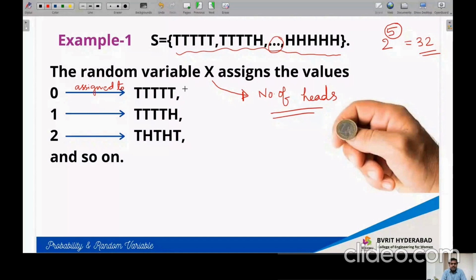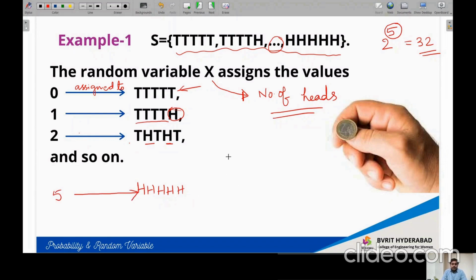So you can see that in this outcome, there are no heads. Therefore, the real number 0 is assigned to that outcome. Next, see this. Here we have 4 tails and 1 head. Therefore, the number 1 is assigned to this outcome, right? And here I can see 2 heads, so the number 2 is assigned to this outcome and so on. That depends on the number of heads we have. And if I take the last outcome where I have all heads, then the number 5 will be assigned to this possible outcome.